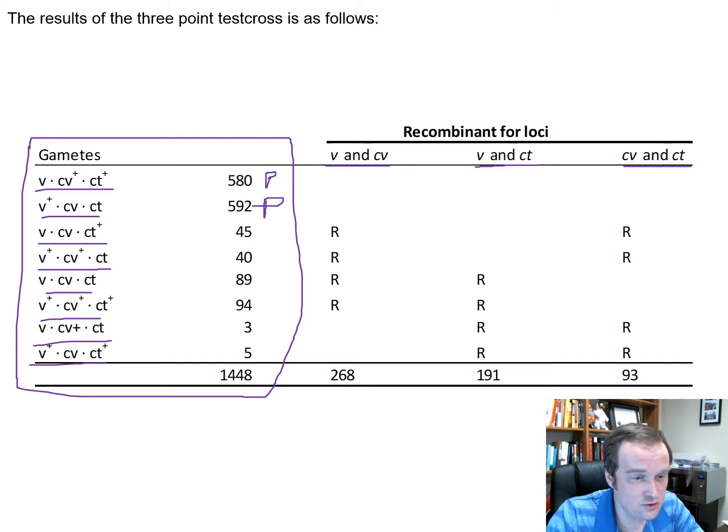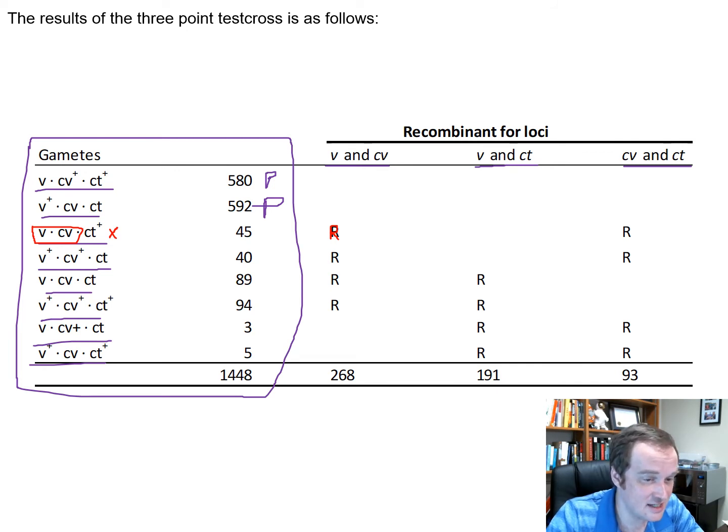So what we do is we compare this individual to the two parents. And so we see V and CV, our first comparison, does not happen in any of the parents, right? We only have V plus and CV, or V and CV plus. So the combination of V and CV together is not in the parents, and therefore we put an R here for it being a recombination event.